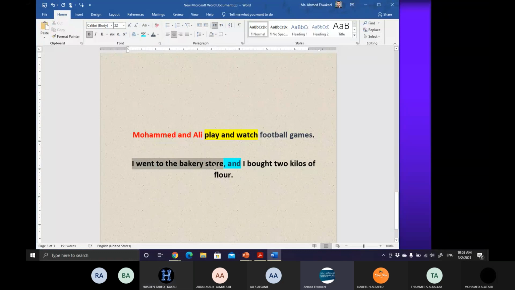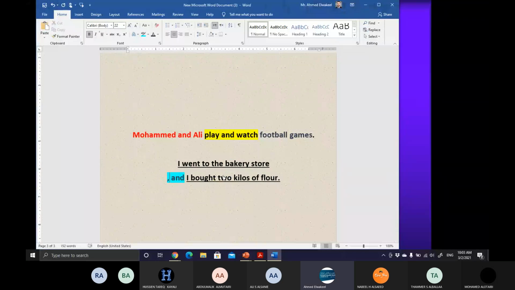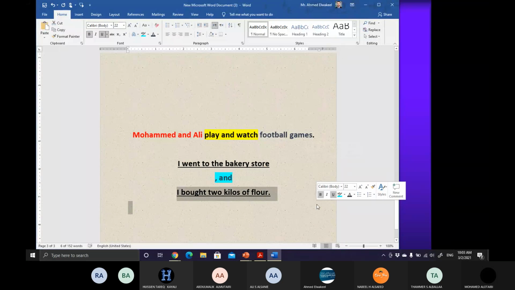Okay, so here we have one sentence, and here we have another sentence. So this sentence alone can be a sentence, and this one alone can be a sentence. So I went to the bakery store, that's a simple sentence. I bought 2 kilos of flour, that's another sentence. So consequently, what did you do? You brought 2 simple sentences and you just joined them using a comma and a coordinating conjunction.